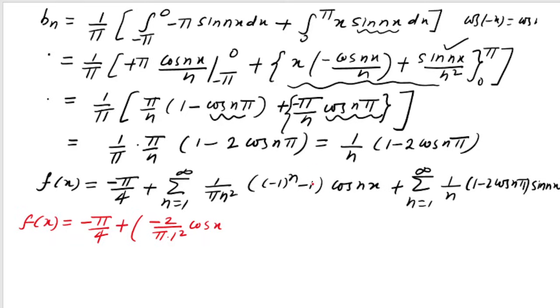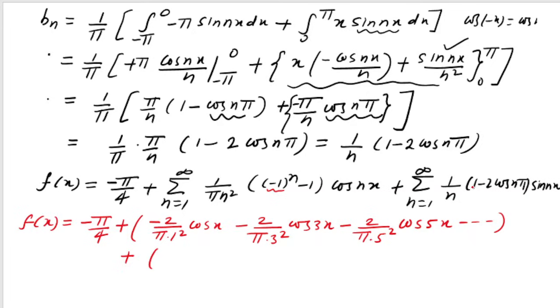Because 1 minus 1 will become 0, means I have to take n is equal to 3. So I will get again minus 1 minus 1, minus 2. So I will get minus 2 by pi into 3 square, and here I will get cos 3x. If I take n is equal to 4, it will become 0. n is equal to 5, so again it will be like minus 2 by pi into 5 square cos 5x, and so on. And if I look at the next term, I will get what?